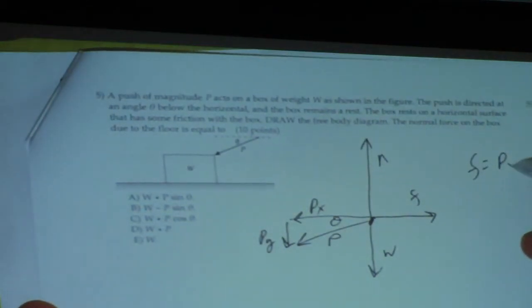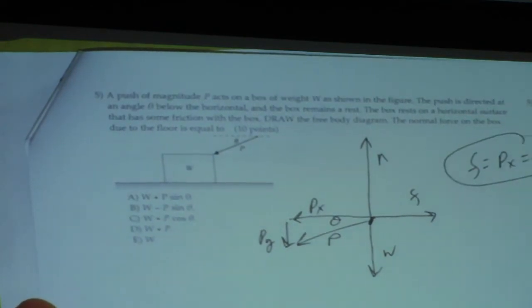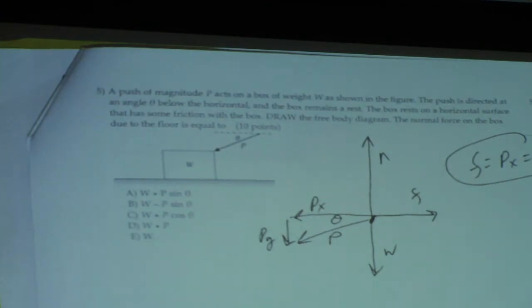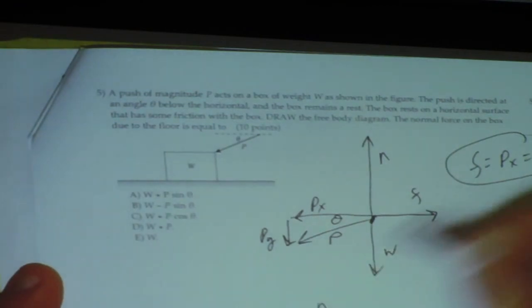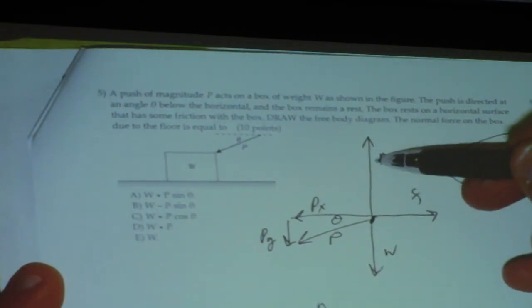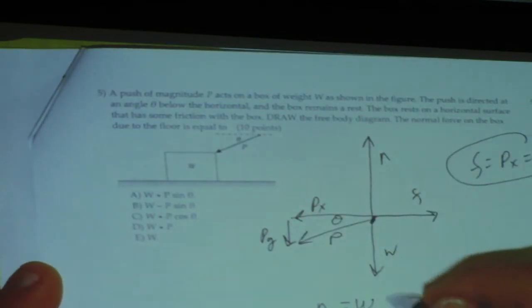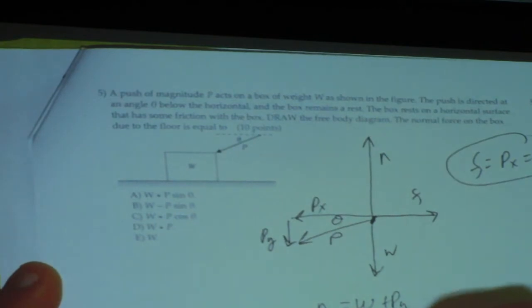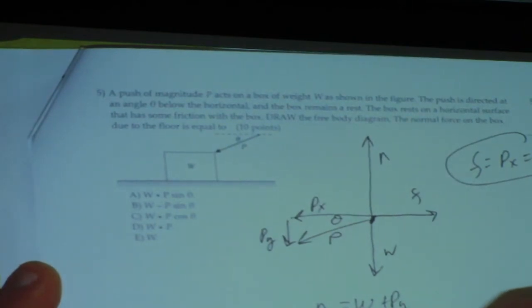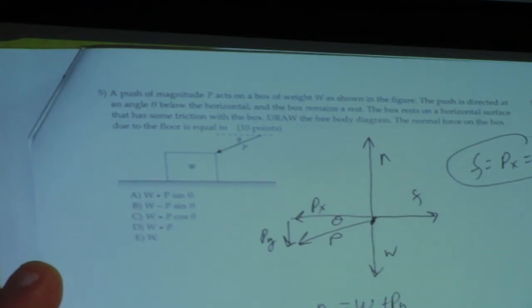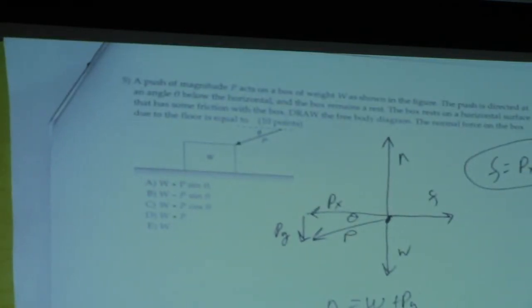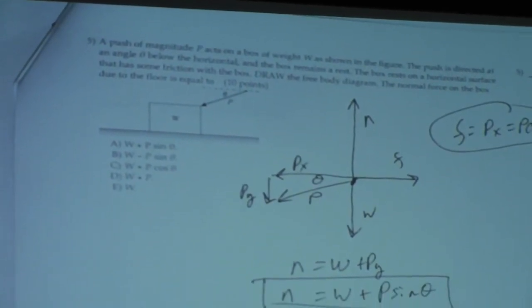So the practice test, again, the frictional force was equal to PX, and that was P cosine theta. So that, again, that was practice test. That's not really what this one's asking. This one's saying how big is the normal force? So whatever forces are up, normal force in this case, has to be equal to whatever forces are down. And down we have the weight. But in this case, we also have PY. And then PY turns out to be P sine theta. Okay. All right, excellent. Any questions on that one?